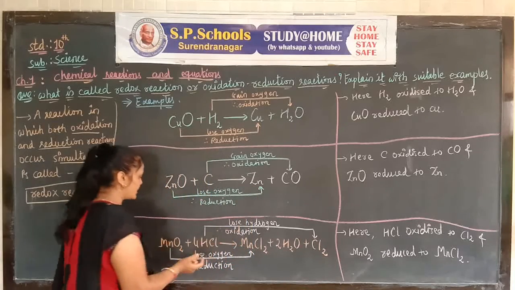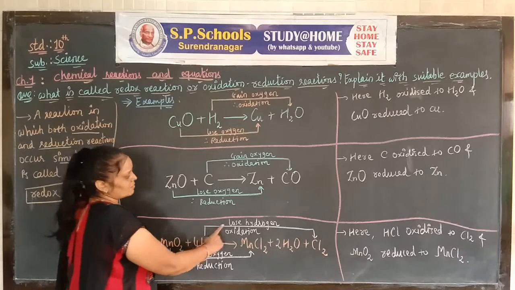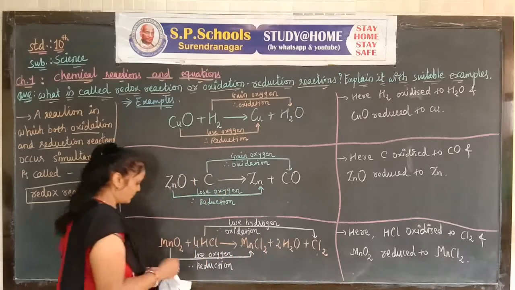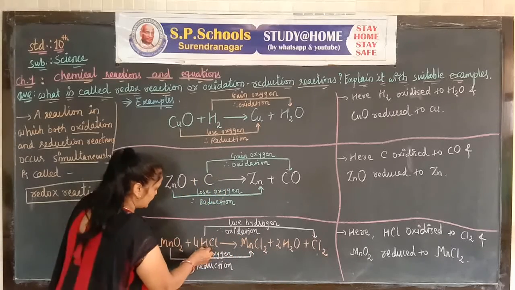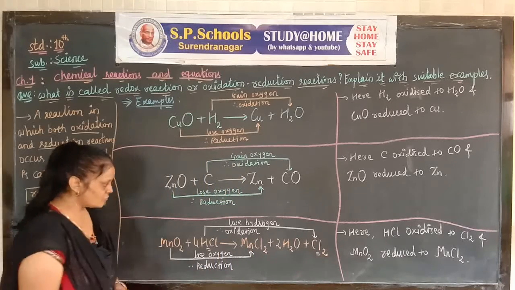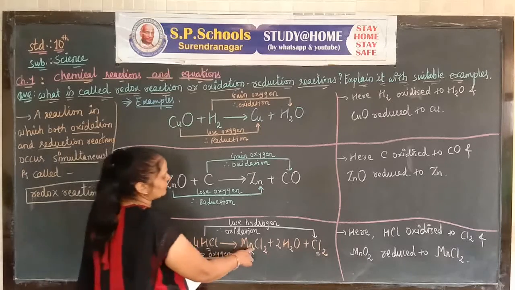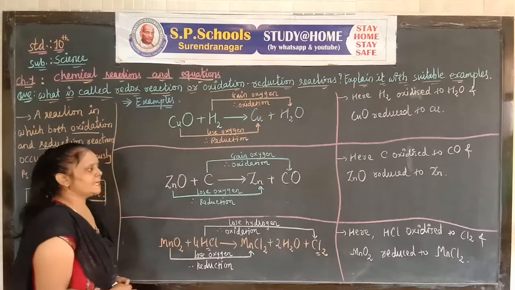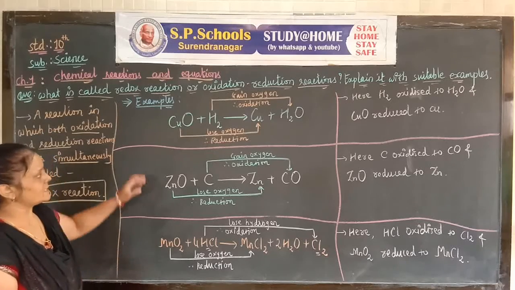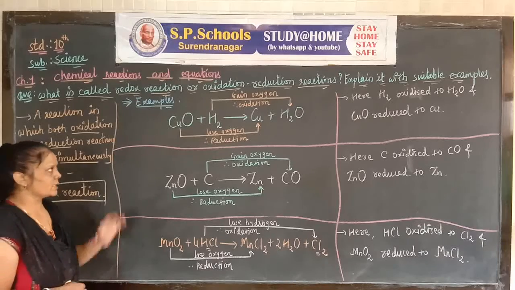In the third reaction, HCl is oxidized to form Cl2, and MnO2 is reduced to form MnCl2. These three examples are examples of redox reactions.